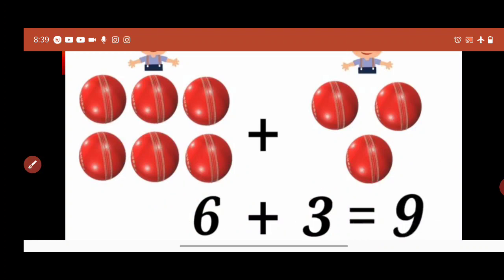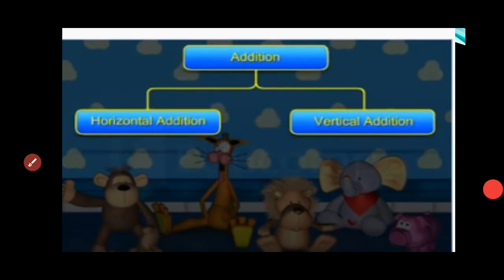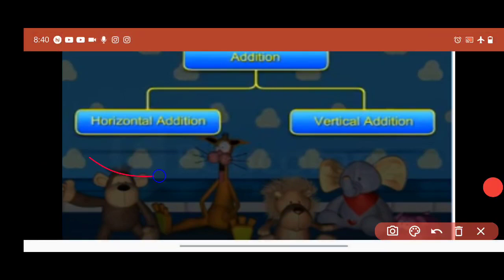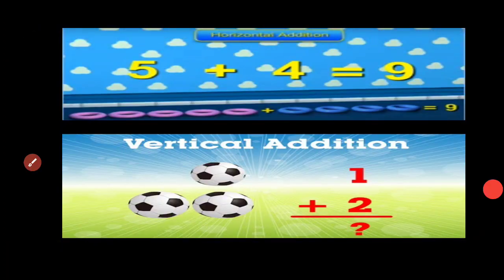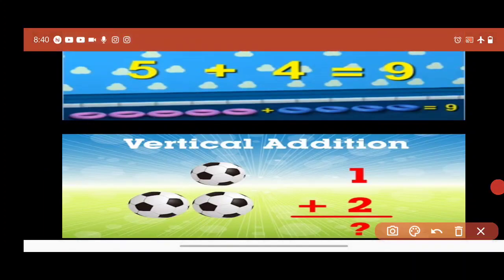Easy. Moving on, children. Now there are 2 ways of addition, or you can say there are 2 methods of addition. The first is the horizontal addition and the second is the vertical addition. So there are 2 ways of adding, horizontal addition and vertical addition. Let's just see. Over here, the picture above is the example of horizontal addition.